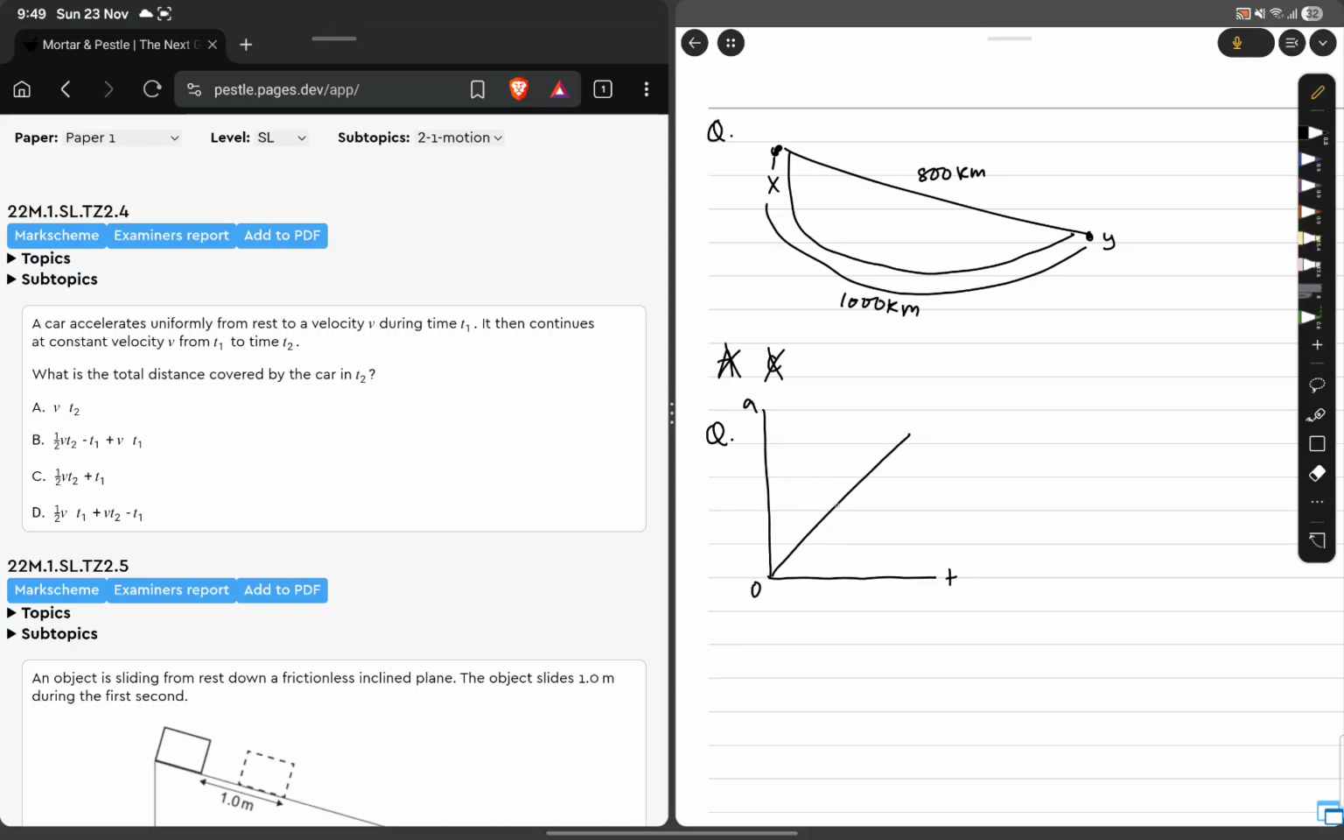The car accelerates from rest to velocity v during t1. It then continues at a constant velocity from t1 to t2. So it's going to look more like this. What is the total distance covered by the car in t2?